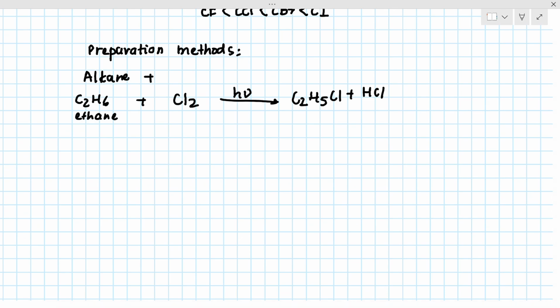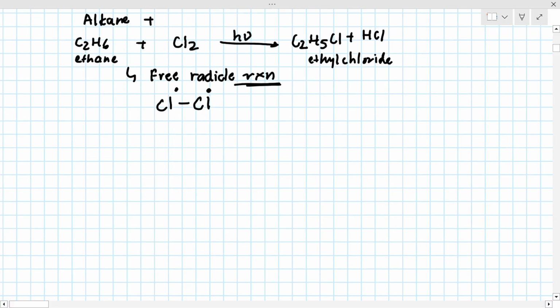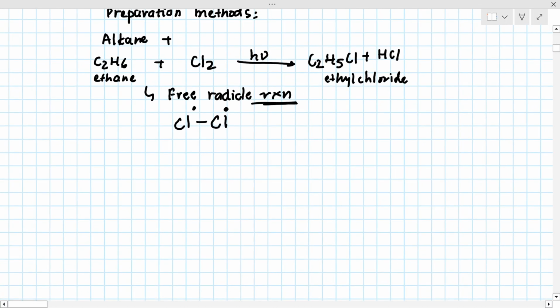this is a free radical reaction. There is formation of radicals like this, and then they will attack on ethane, and it will form ethyl chloride. From alkane, this is how you prepare this haloalkane.